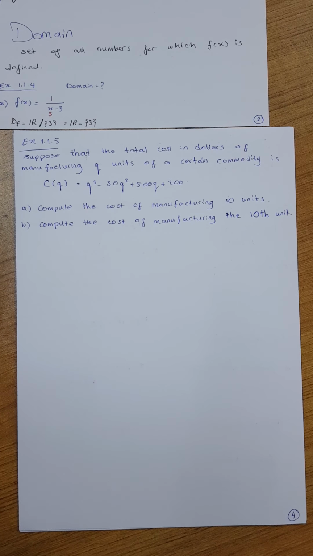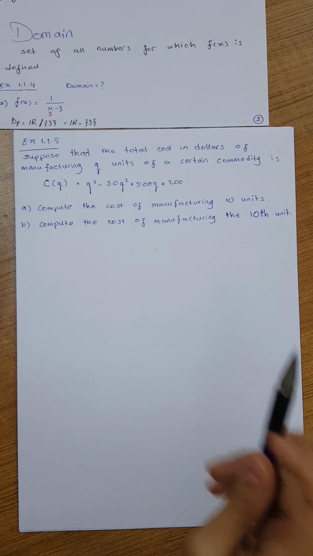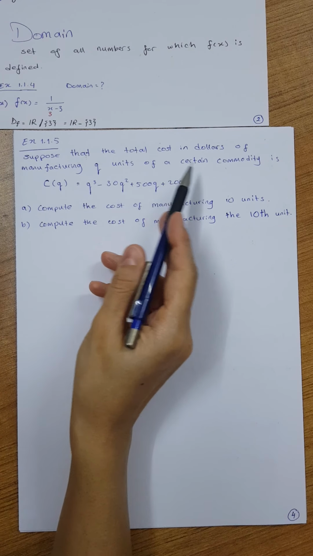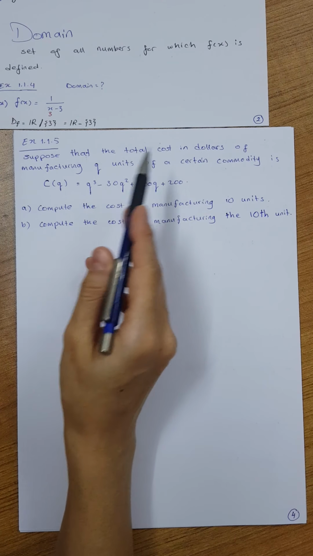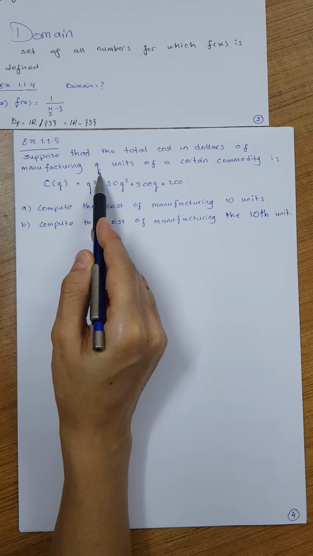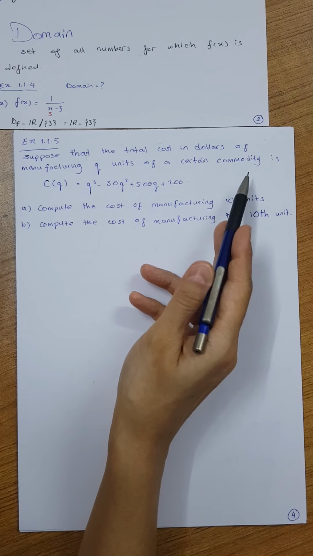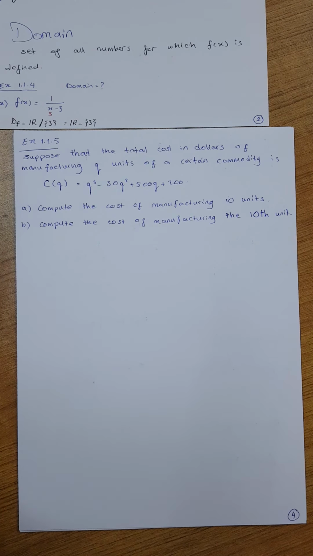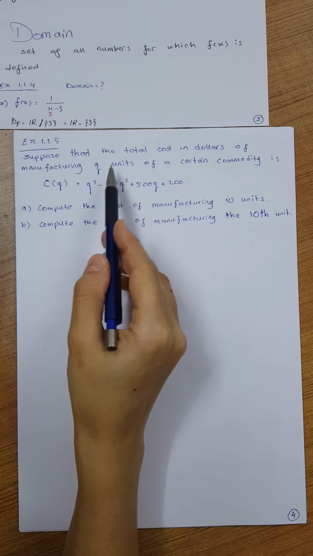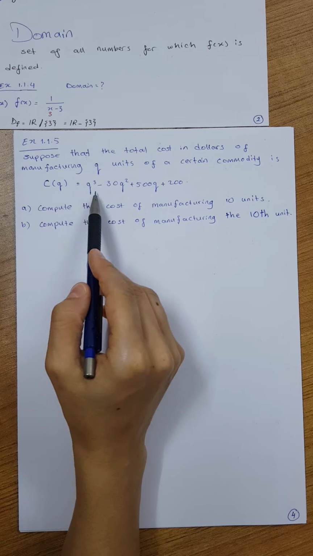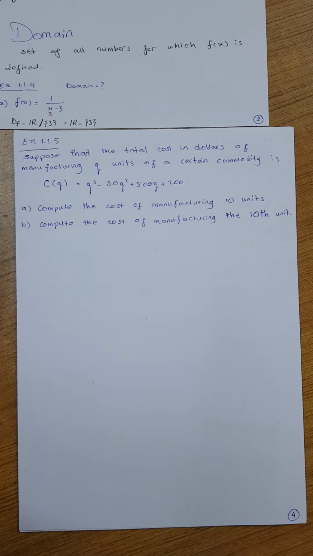Okay, what we have got here is an example. It says, suppose that the total cost in dollars of manufacturing Q units of a certain commodity, that means a certain good, a certain thing, is manufactured. What is the cost? It is C of Q that's given in that description: Q to the power of 3 minus 30Q squared plus 500Q plus 200.